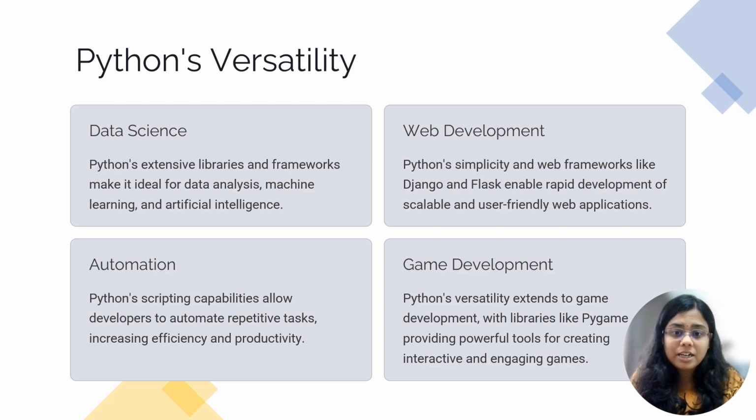As we have mentioned earlier, it is used in Django and Flask for rapid development of scalable and user-friendly web applications. It is used in automation. The scripting capability of Python is used by developers to automate repetitive tasks. It is used in the gaming industry, where it has libraries that provide powerful tools for creating interactive and engaging games.